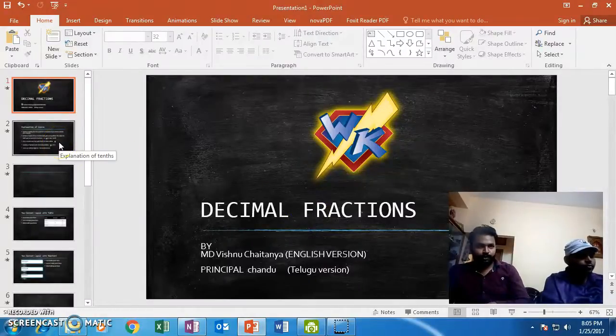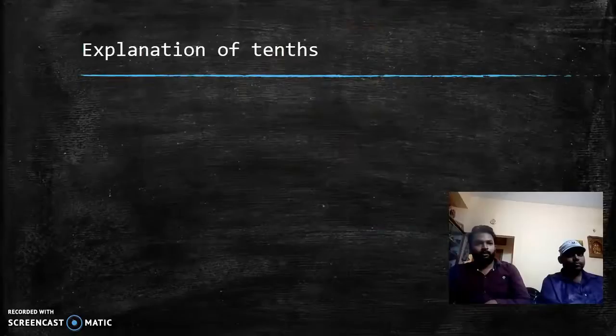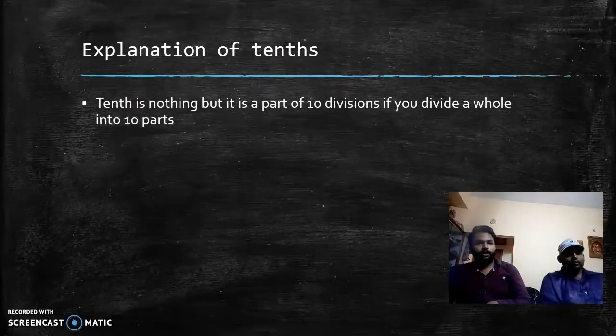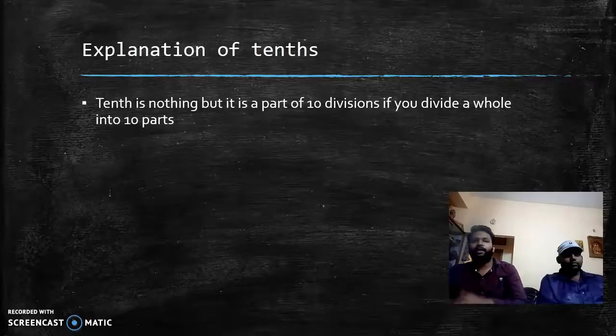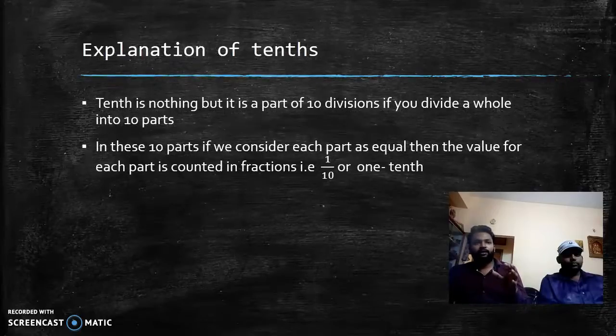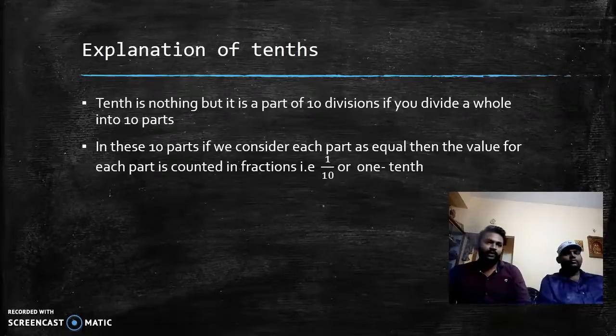Some properties we should discuss in this one. First property is about the 10th, which we just discussed. 10th is nothing but a part of 10 divisions if you divide a whole into 10 parts. As I discussed, if we have a cake and make 10 parts, the single part will be called 1 by 10th part according to fractions.